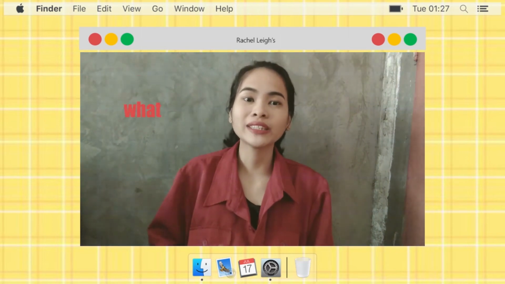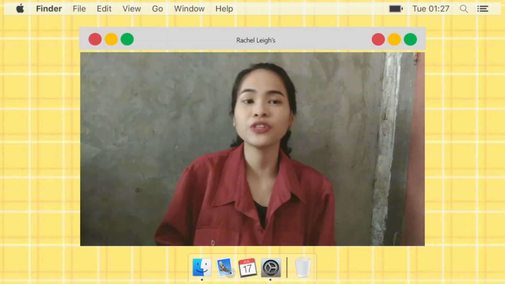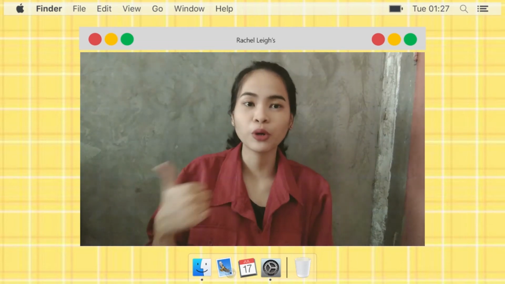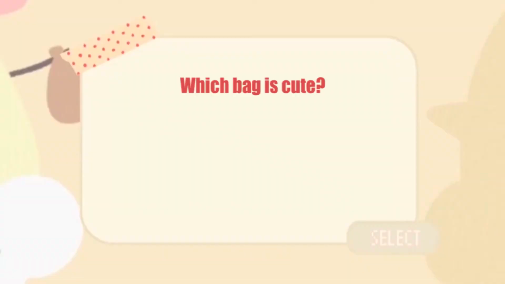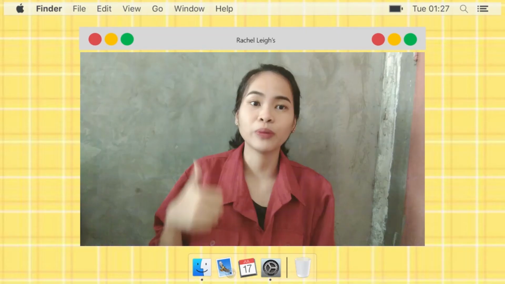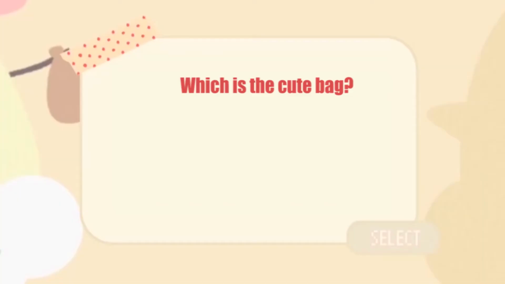Also, which, what, and whose are considered adjectives if they are immediately followed by a noun or pronoun. For example, which bag is cute? Bag is a noun and which is an adjective because it is followed by a noun. But we cannot say which is the cute bag because which is not an adjective in the second sentence.